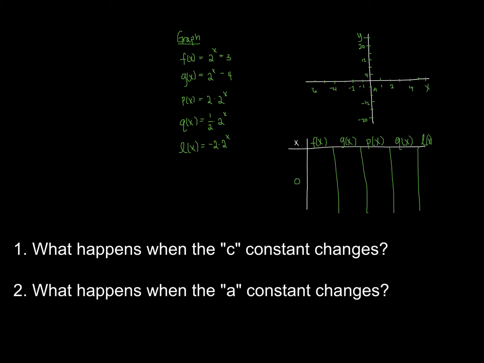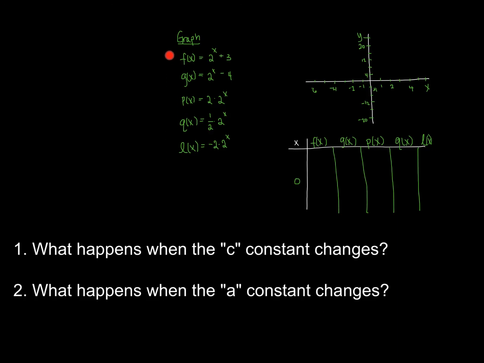So I hope that went well. Remember to make sure that you can check that your answers are correct for the graphs of each function. You can go online, use Wolfram Alpha if you need to, and use your table as well, so you can see what's happening. Now what you want to do is answer these two questions. So what happens when the c constant changes, and what happens when the a constant changes?